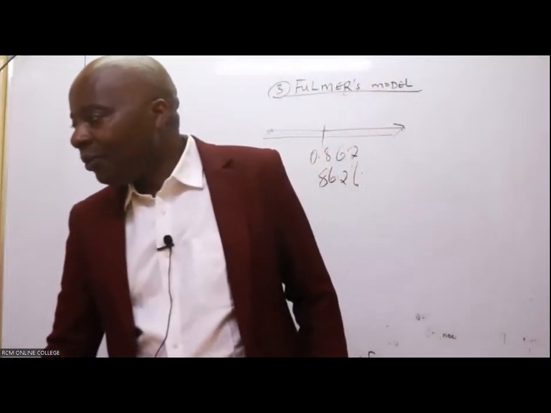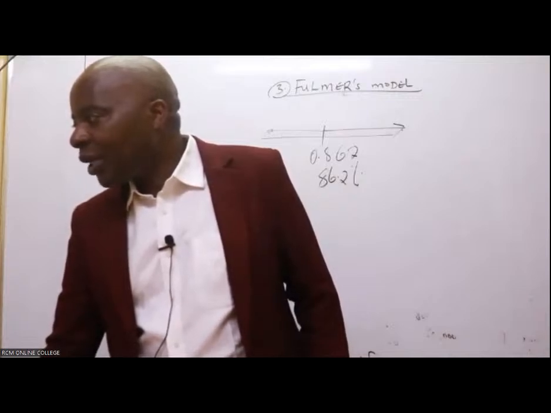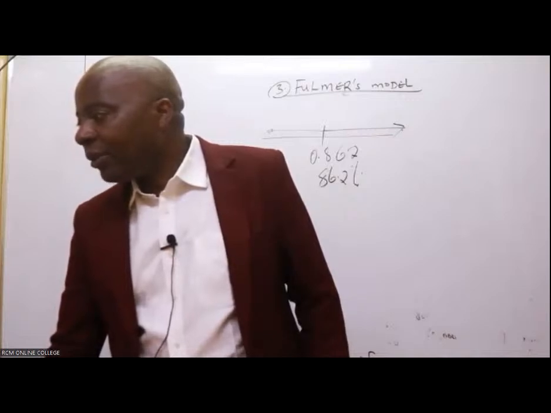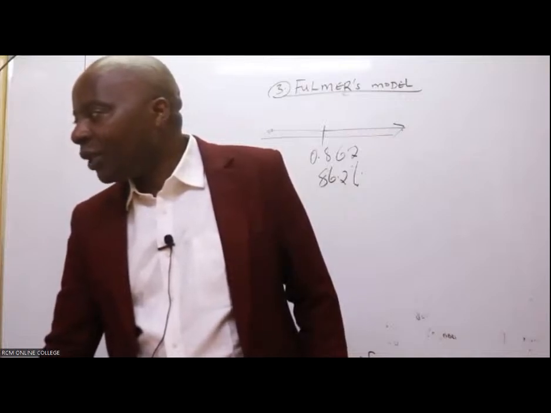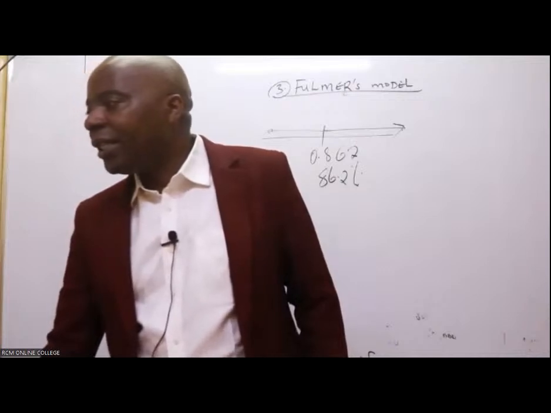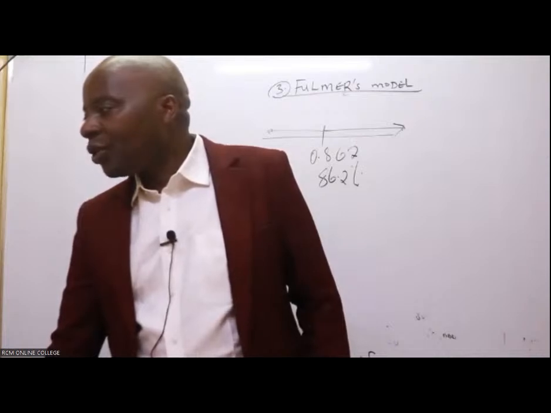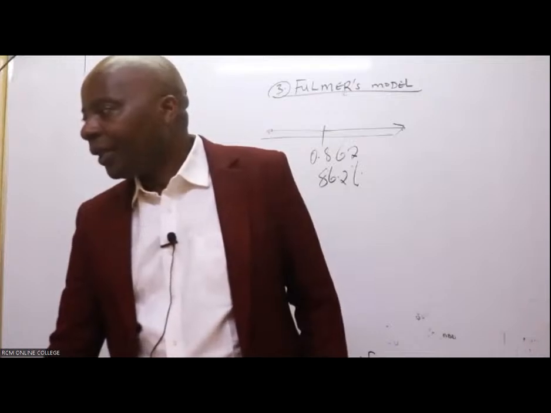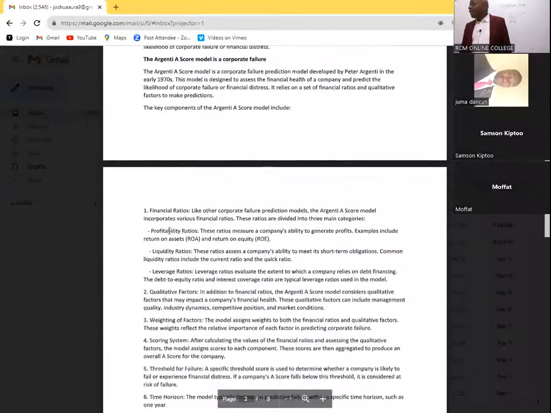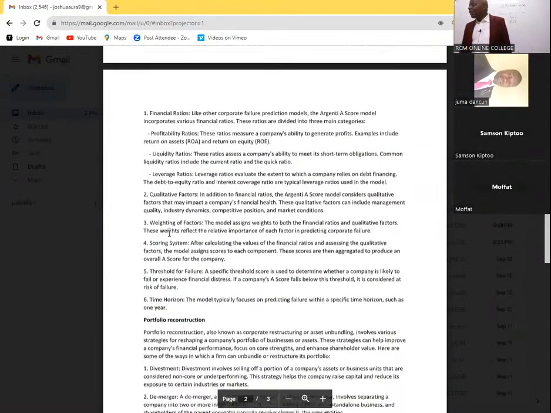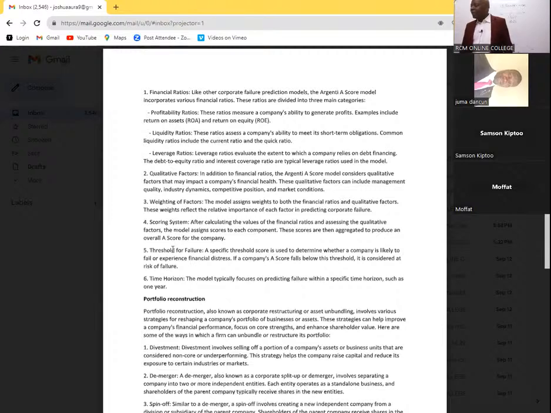So if you allow me, ladies and gentlemen, because there is nothing really there to talk about, I will go straight to another model, which is also a discursive model, what they are calling the Argenti A-score model. Quite a nice model. It's mostly used in measuring bankruptcy qualitatively, without using numbers.